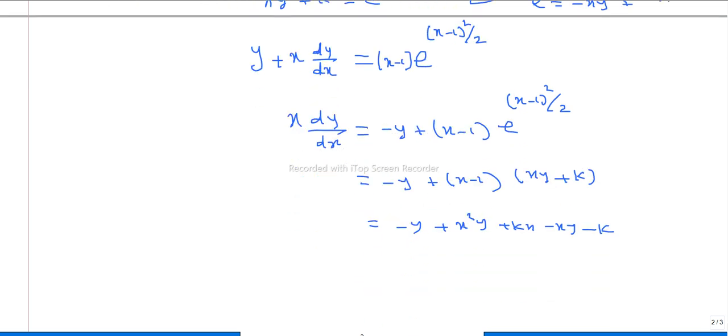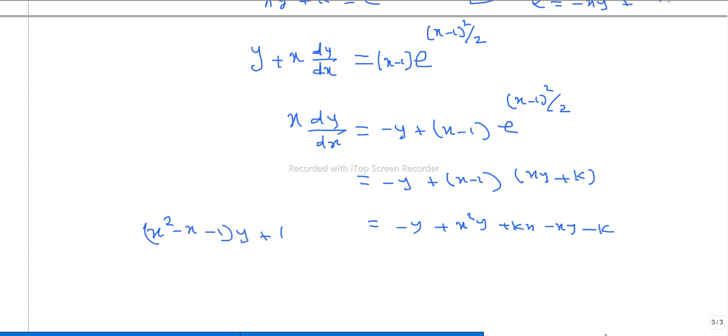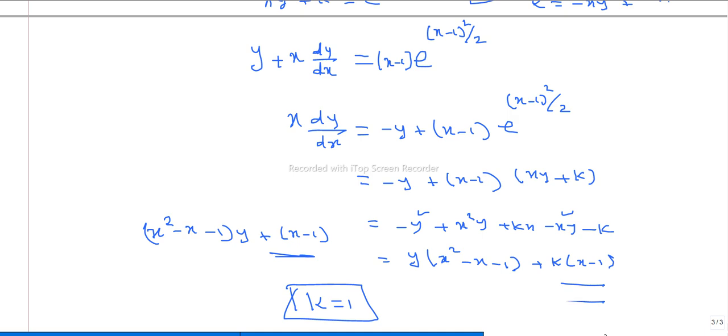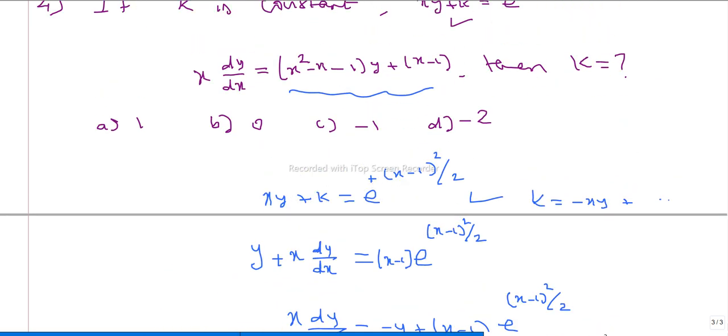So this should be equal to (x square minus x minus 1) into y plus x minus 1. We can rewrite this side by taking y outside: in this term we have x square, from the next term if you take y you have x, and from the other term if you take y outside, we have minus 1. The remaining terms you can take k outside, we have x minus 1. Therefore, comparing this, here the coefficient of x minus 1 is 1 and here it is k, therefore the k value should be 1.